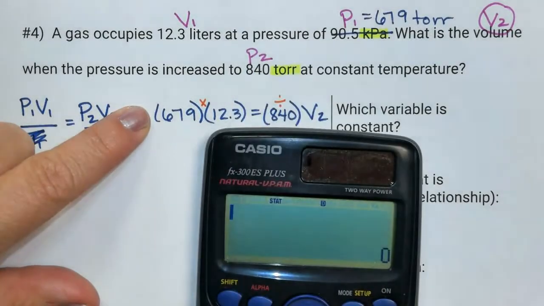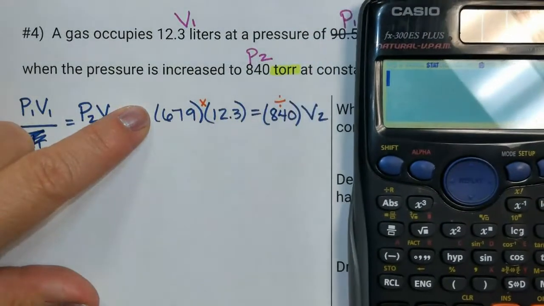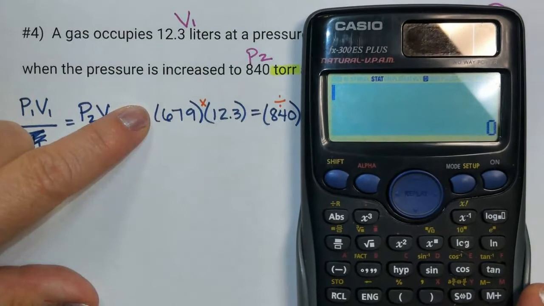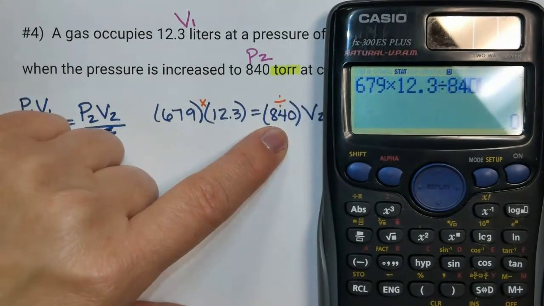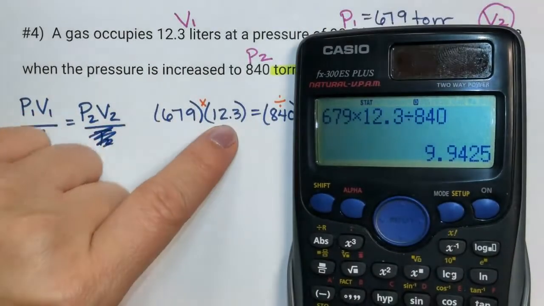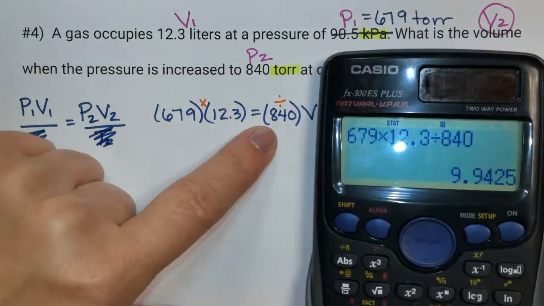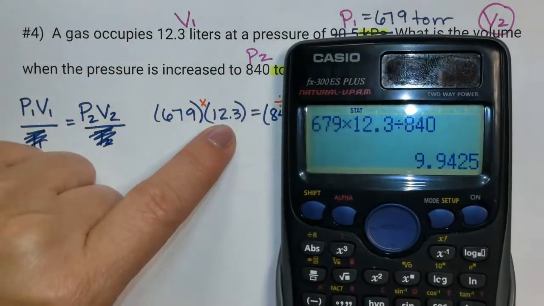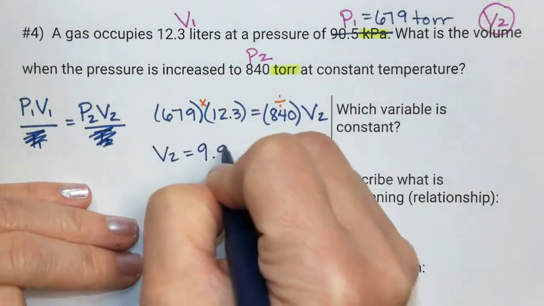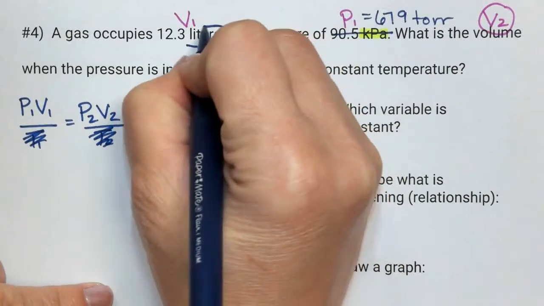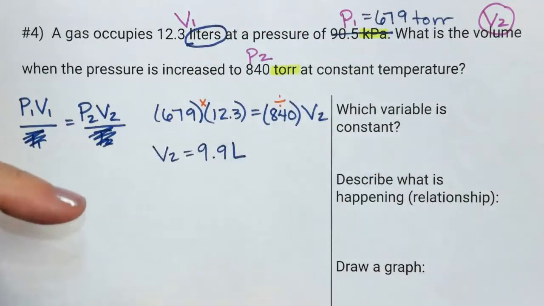It's 679 times 12.3, and then the number over here with the V2 is going to be divided by. This is just basic algebra. I'm just shortcutting the algebra, but in class, if you need to know, we can go over why we can do it this way. 679 times 12.3, divided by 840, gives me an answer of 9.94. Actually, that's 2 sig figs, so we'll go with 9.9. So V2 equals 9.9, and whatever the unit of V1, which is liters, is the unit of V2.